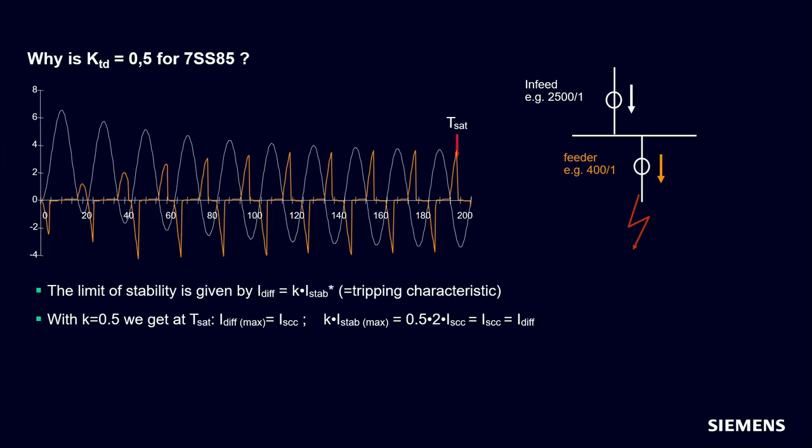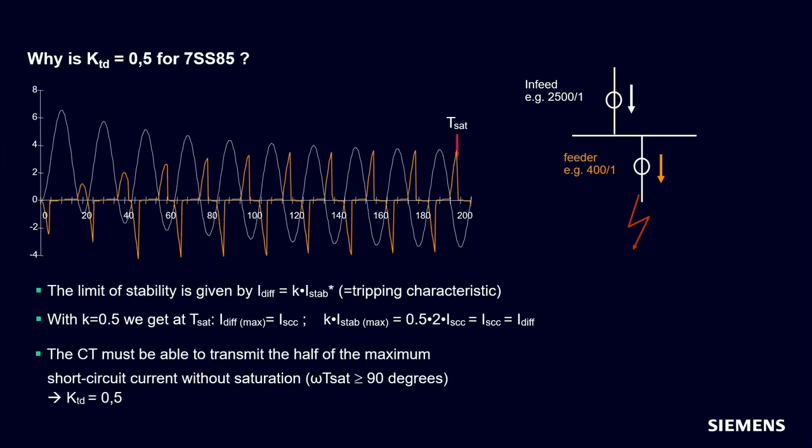And so here really the differential current is the short circuit current. And if you look now once again to the diagram, this leads directly to the statement that the KTT is 0.5. And 0.5 means that the CT must be able to transmit the half of the short circuit current. Because at the half, at omega multiplied with the saturation time, 90 degrees for a 50 hertz system, this means 5 milliseconds. At 5 milliseconds, we have transmitted the half of the short circuit current. And that's the same as the statement that the KTT is 0.5. And that we don't need more belongs to our algorithm, to our modified stabilization current.